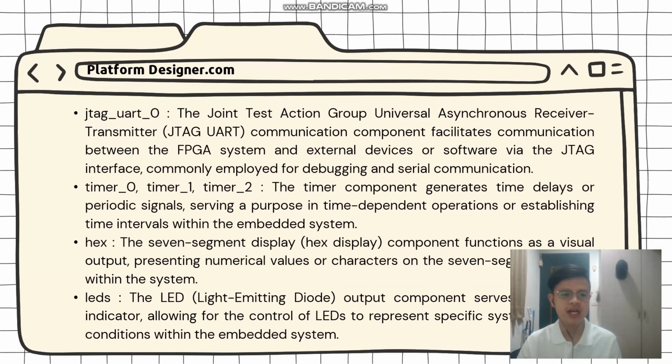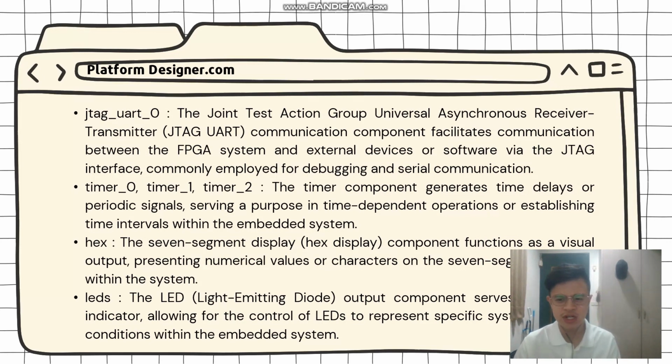And next we have JTAG UART 0. It's the Joint Test Action Group Universal Asynchronous Receiver Transmitter, a communication component that facilitates communication between the FPGA system and external devices or software via the JTAG interface, commonly employed for debugging and serial communication. For our software, we use Quartus Prime Lite. And then we have timer 0, timer 1, and timer 2.